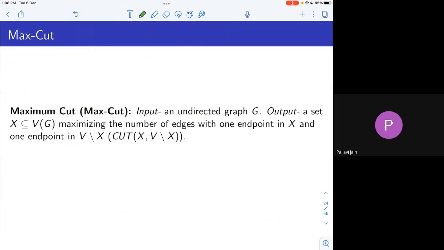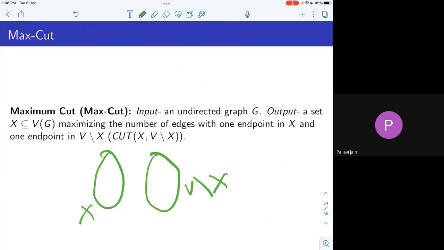Okay, so what is the max cut problem? We want to partition the vertices into 2 parts, say X and V minus X. We are given a graph G, and we denote its vertices as V. Suppose we partition the vertices into 2 parts, X and V minus X. Then the edges going across, that is, one endpoint is in X and the other endpoint is not in X, are the cut edges of this partition, X, V minus X.